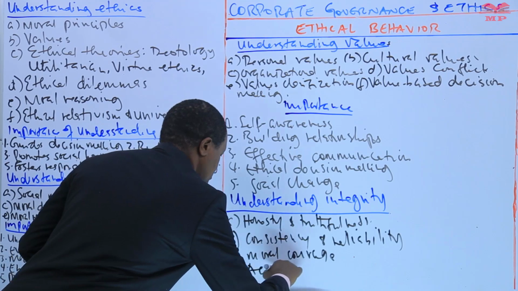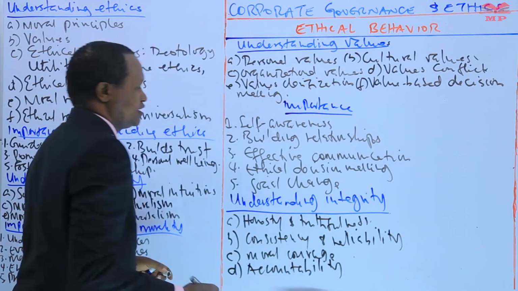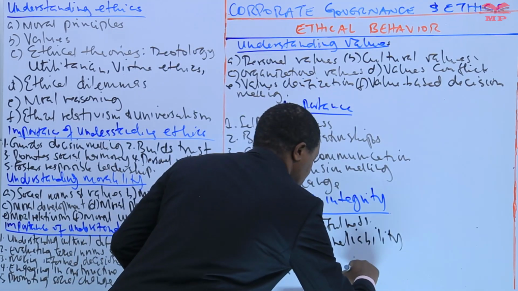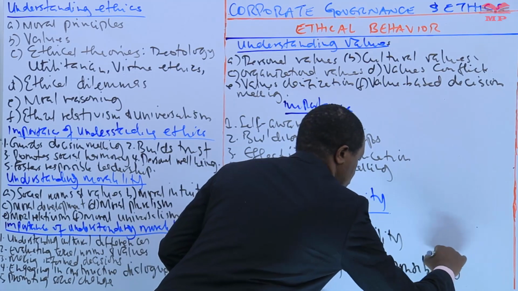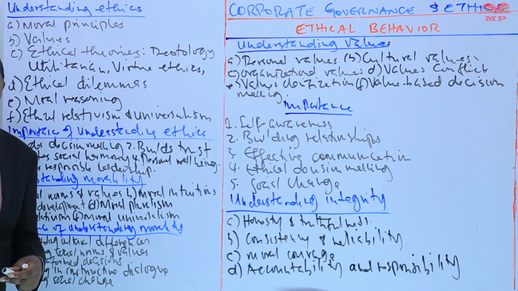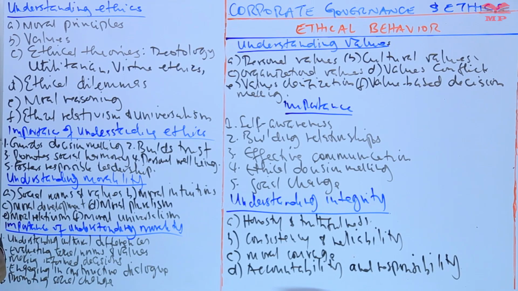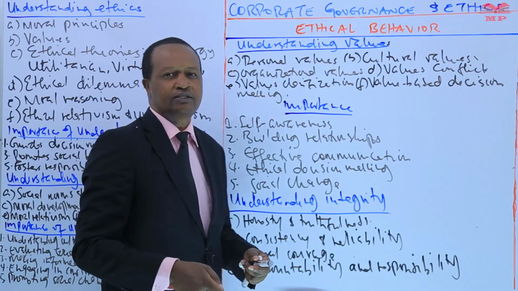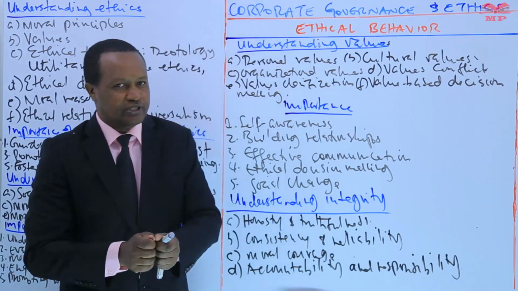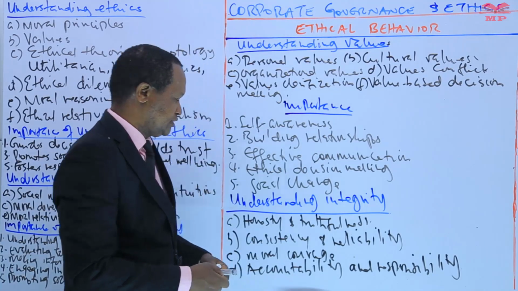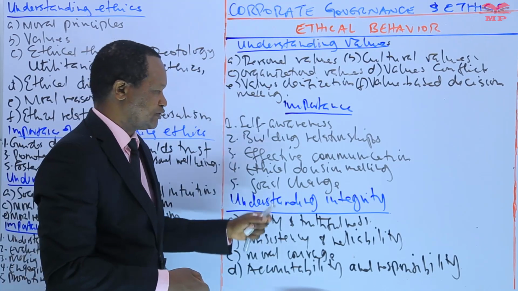Accountability is yet another aspect, and responsibility. Accountability and responsibility. Individuals with integrity take responsibility for their actions and decisions, both good and bad. They acknowledge their mistakes and take steps to correct them rather than blaming others or making excuses. That's a key aspect of integrity.